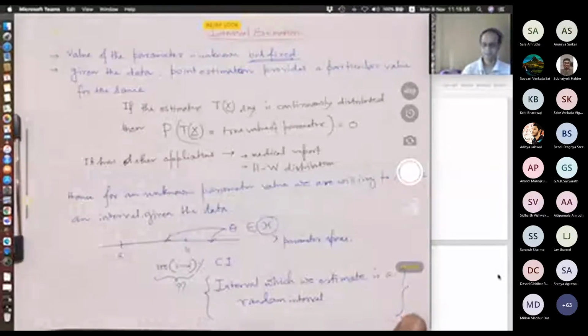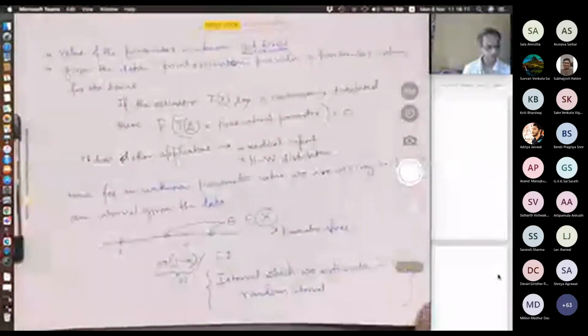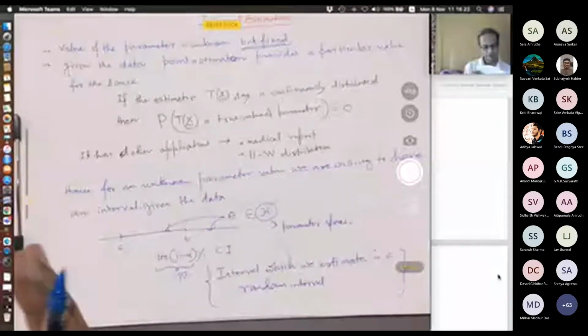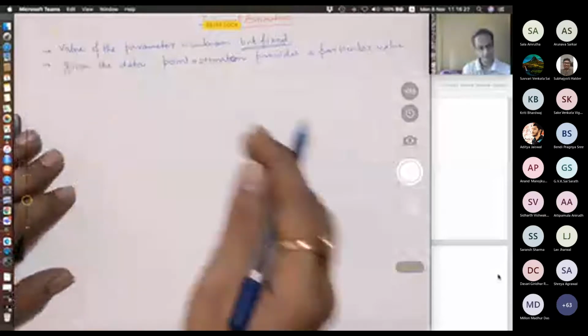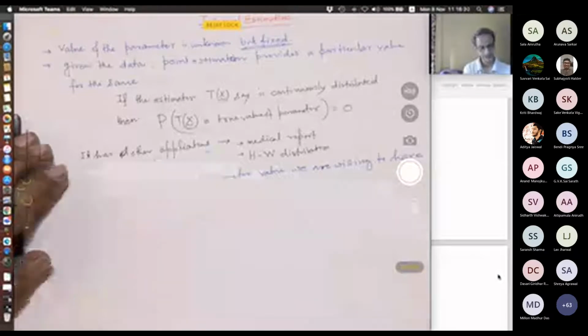Sir, in the height-weight distribution, we will be given the height, right? That is the given data, and we want to estimate weight. So what is the fixed parameter in this case? Okay, so here height and weight have a different story. Suppose your height and weight have this relation. That's why I have written it in another application.